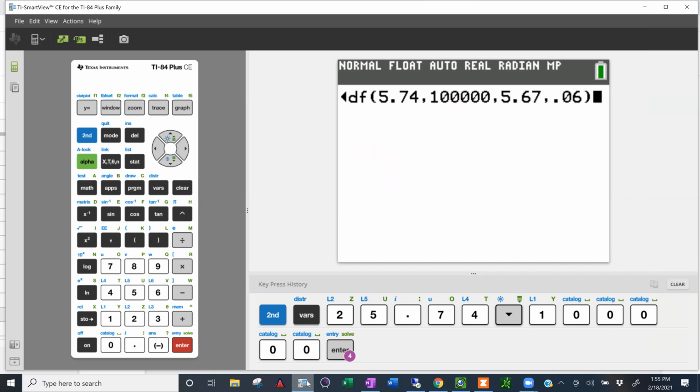This should be the area in the right tail. Yay, about 12.1216%.